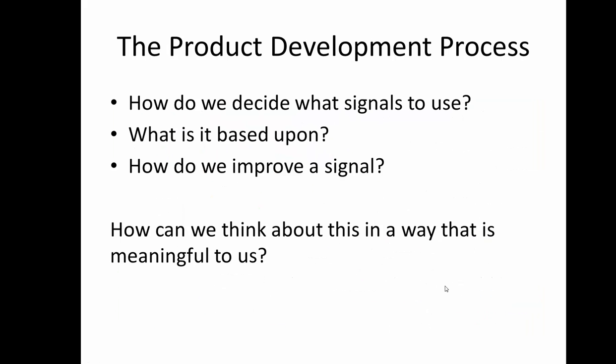So let's talk about the product development process. How do we decide what signals to use in the software? Besides doing all the stuff on the list, which is what our contract says, what are the signals that we use based upon? How do we improve a signal? And how can we think about all of this in a way that's meaningful to everyone? I'm assuming there are people in the audience that have no idea what all these different things are, also called objective functions, when you do a study on a trading system. What we're going to do is make this meaningful to you and easy peasy to understand. Here we go.